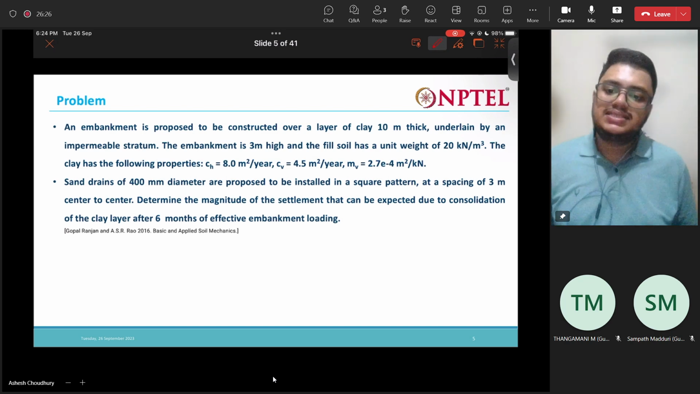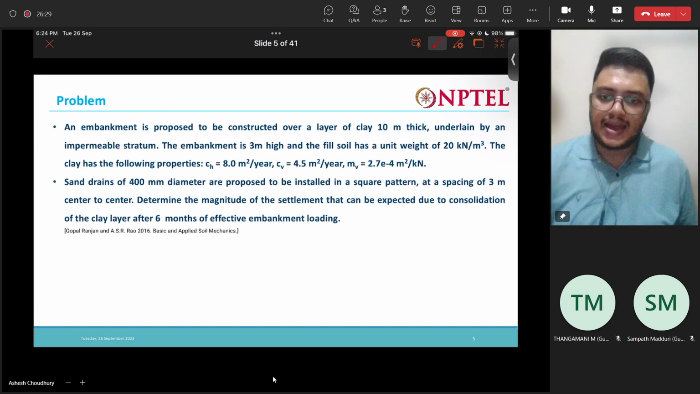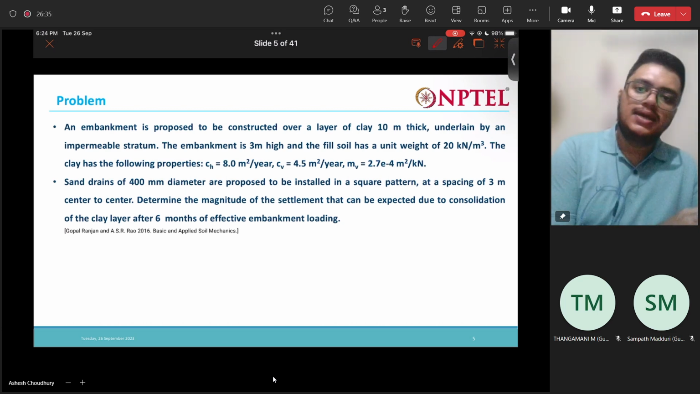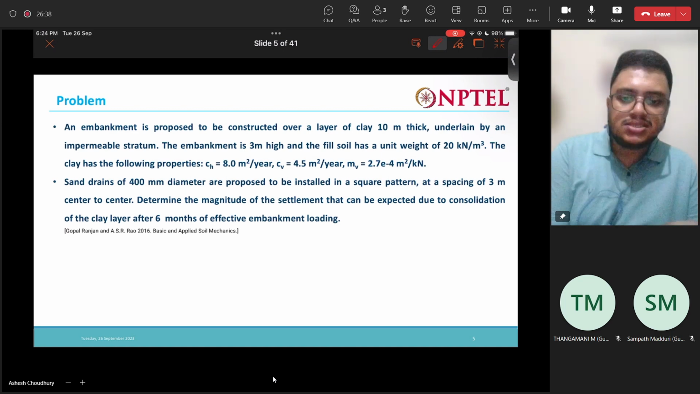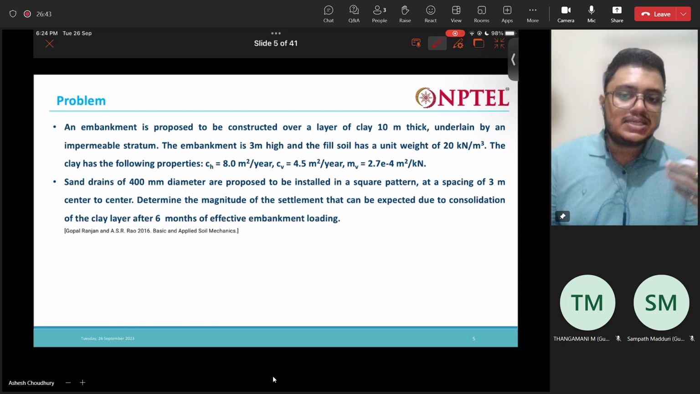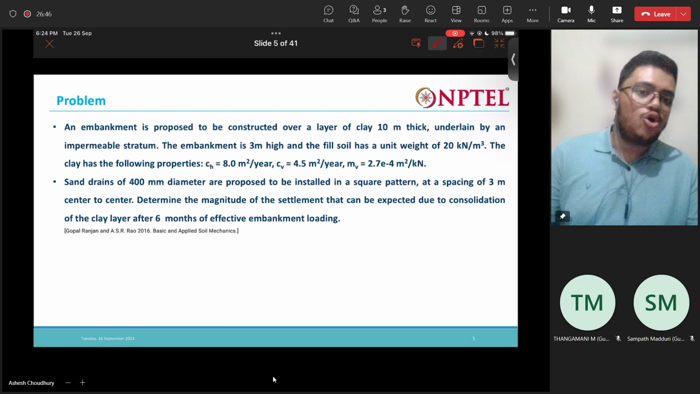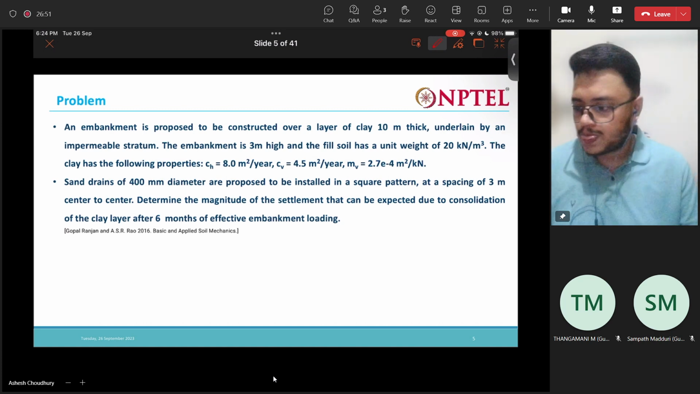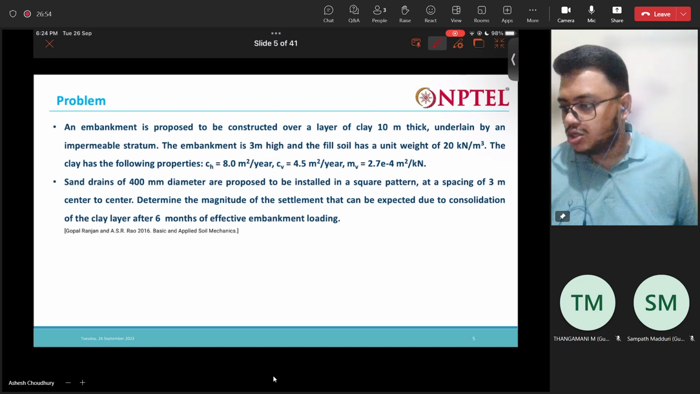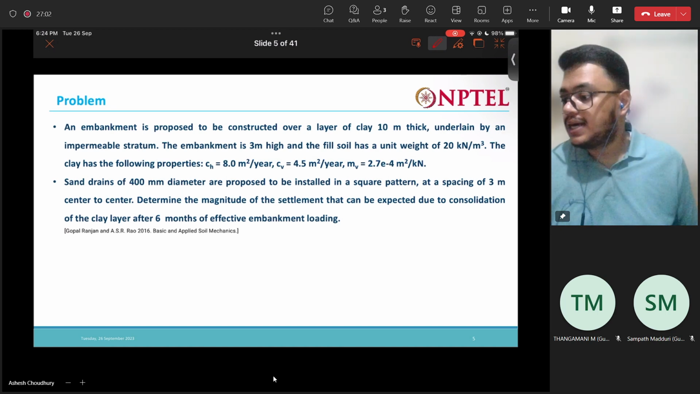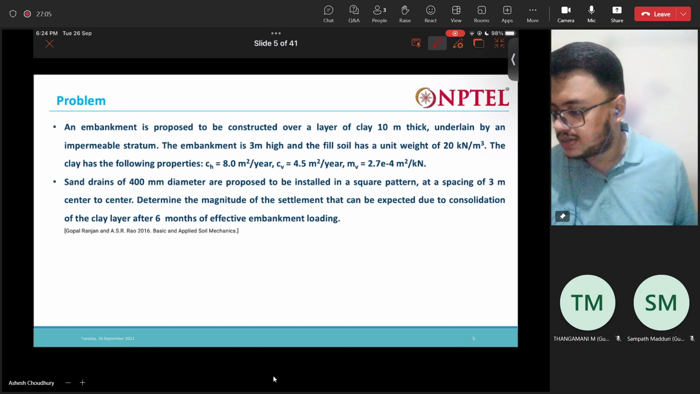Determine the magnitude of the settlement that can be expected due to consolidation of the clay layer after 6 months of effective embankment load. So we'll see, if only vertical drainage is there, how much consolidation will take place, and if we introduce sand drains, then how much percentage consolidation will occur in the same time. First, let us determine the ultimate settlement.